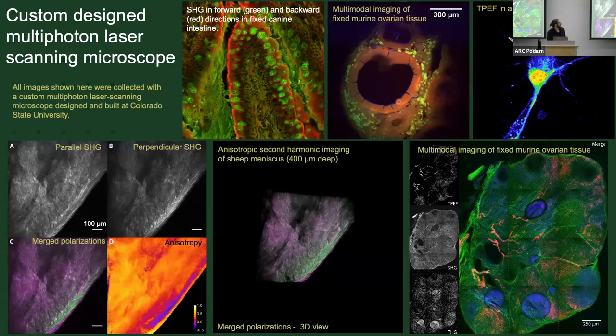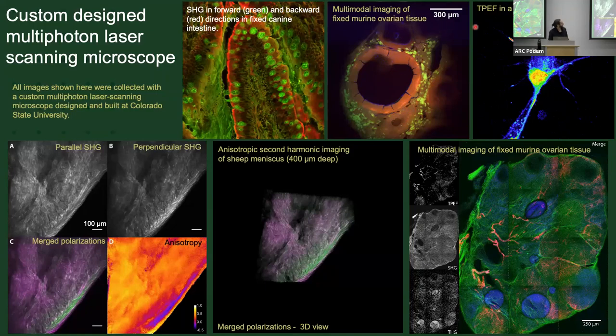This is a sample from Stu Tobit's lab. This is a fixed mouse ovary. I believe this is the antral follicle. You can just barely see an oocyte up here. The red in this image is two photon fluorescence. The green is second harmonic generation. And there's just a little bit of a hint of blue, which is the third harmonic generation. We'll talk about what those signals mean and what they originate from later on in the talk.